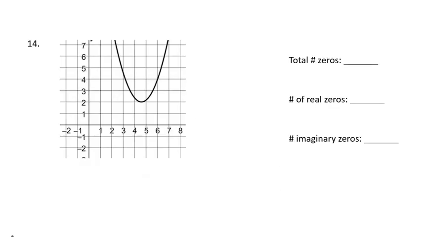Again, I have the graph of a quadratic equation, degree 2, so I'm going to have 2 zeros. The number of real zeros are the number of x-intercepts. I do not have any x-intercepts, so there's no real zeros. That means I'm going to have 2 imaginary zeros.